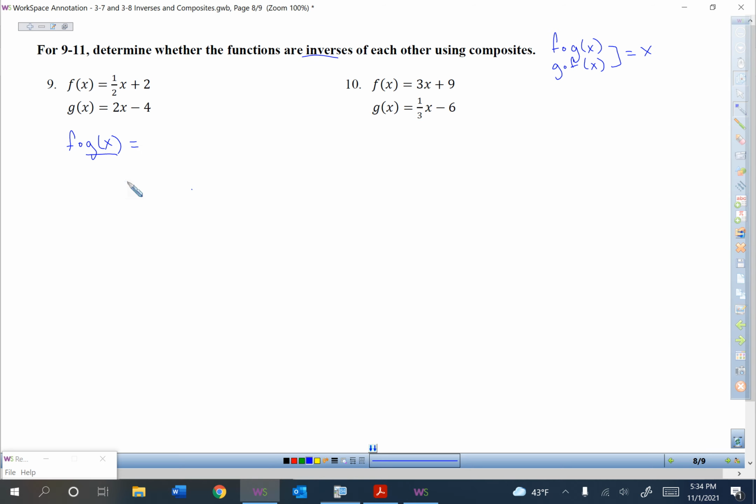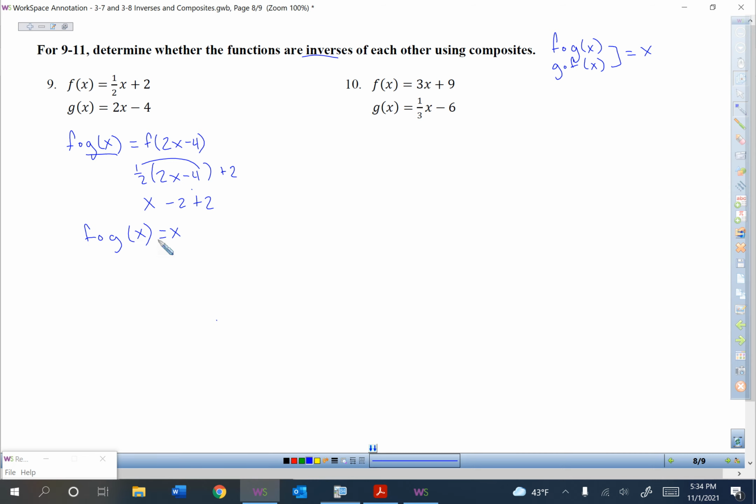Remember, this says put g inside. So this would look like f of 2x minus 4, which for us looks like 1/2 times 2x minus 4, and then on the outside we have a plus 2. And then we just simplify. So 1/2 times 2x is x, so far so good. Second part is minus 2 when we distribute, and then plus 2, it simplifies to x. So f of g of x equals x.